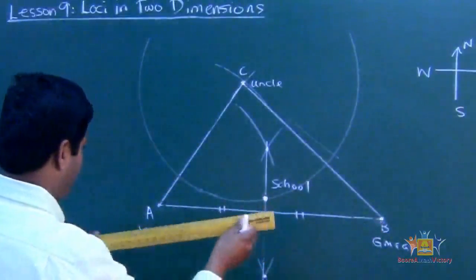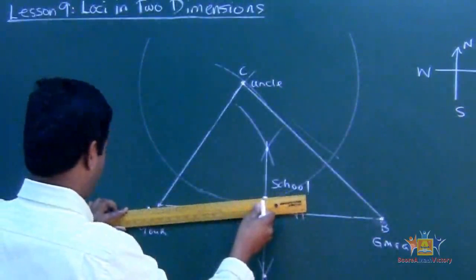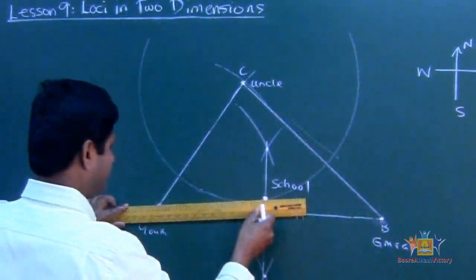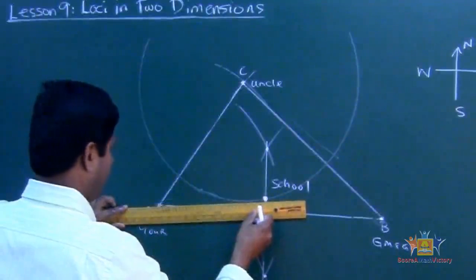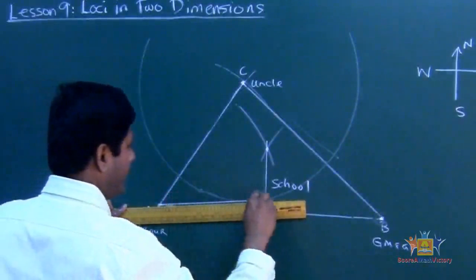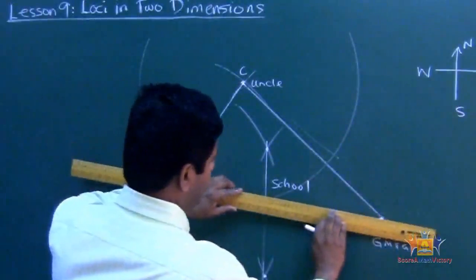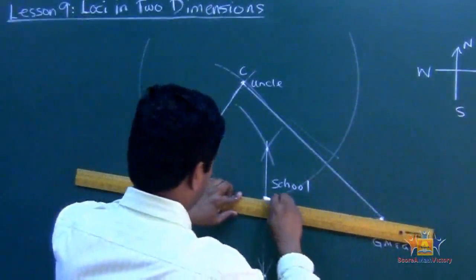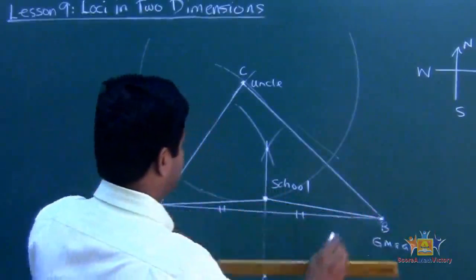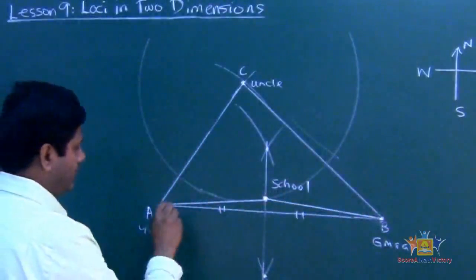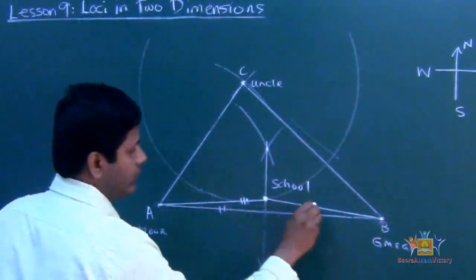Okay, so if I put a straight line and join them, put a straight line right there, and then another line right there, see that? So that distance, this to this, is equal to this.